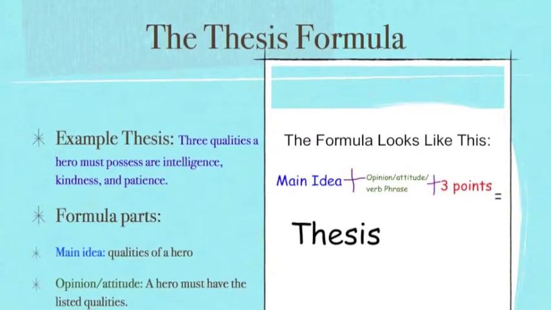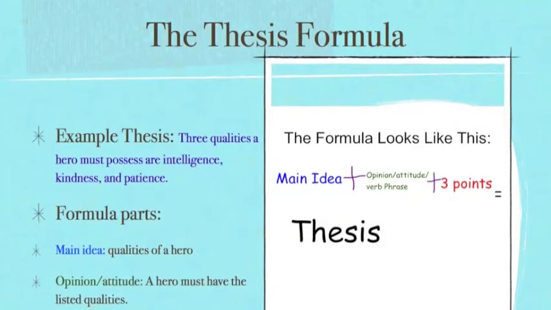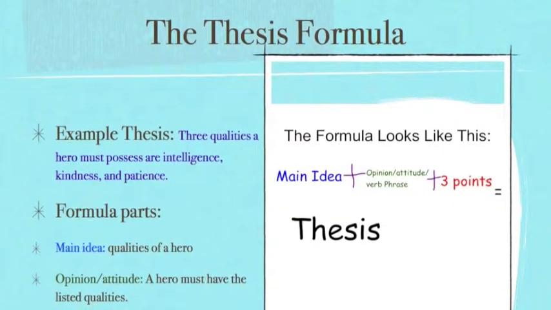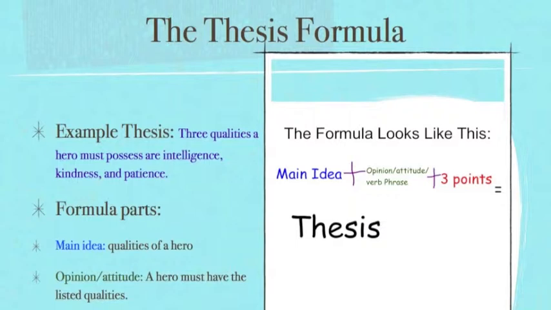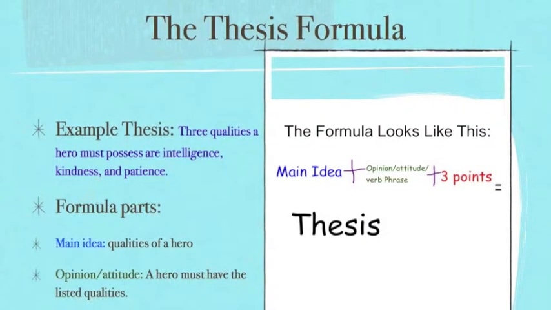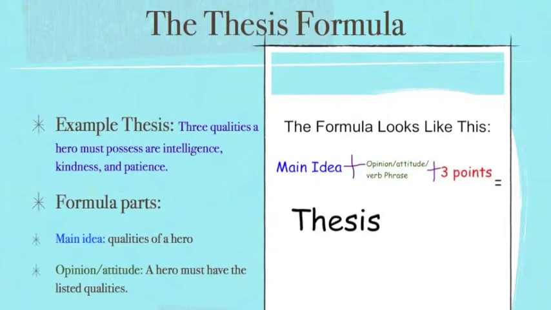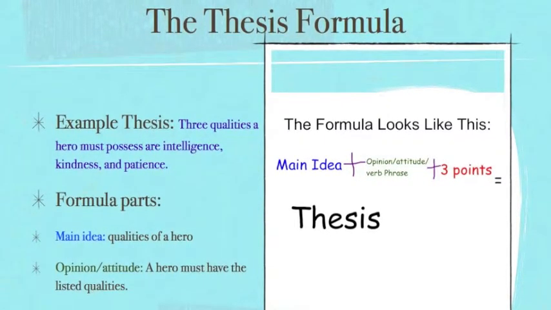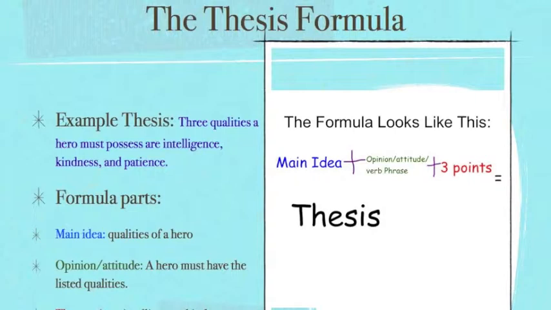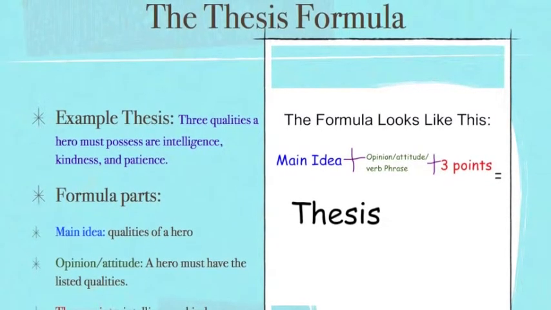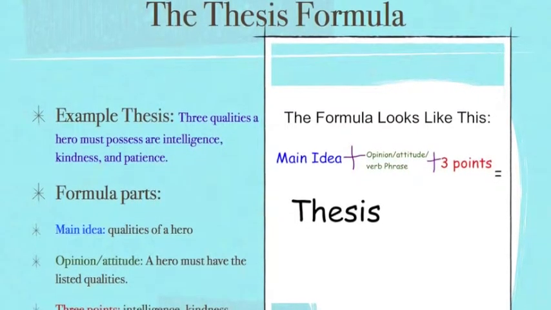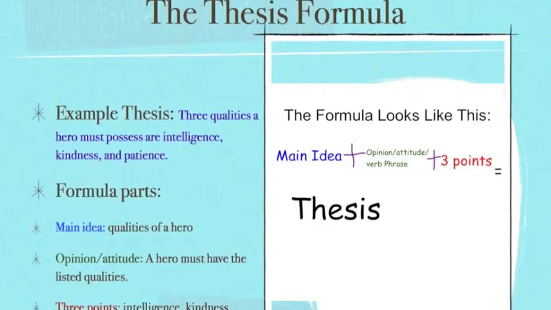The thesis formula is as follows: main idea plus opinion / attitude / verb phrase plus 3 points, and that's what equals our thesis. So if we look at the example thesis, we can pull it apart and see how it's put together. The example thesis says, 3 qualities a hero must possess are intelligence, kindness, and patience.